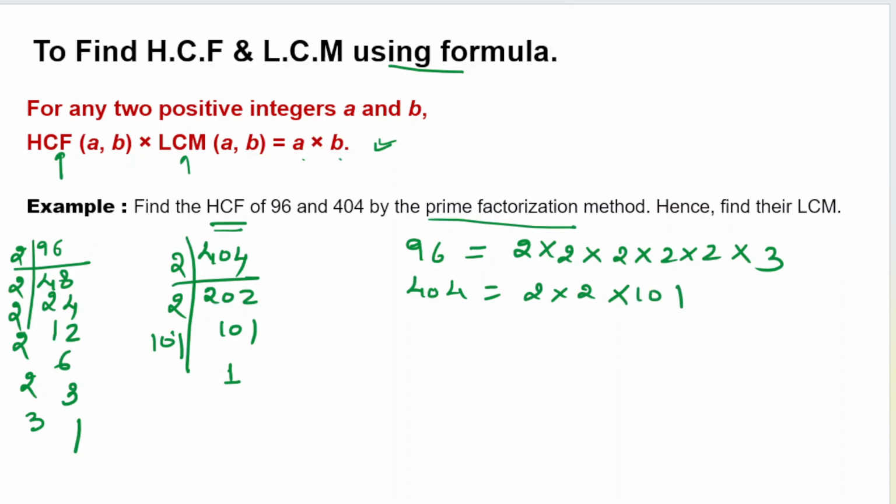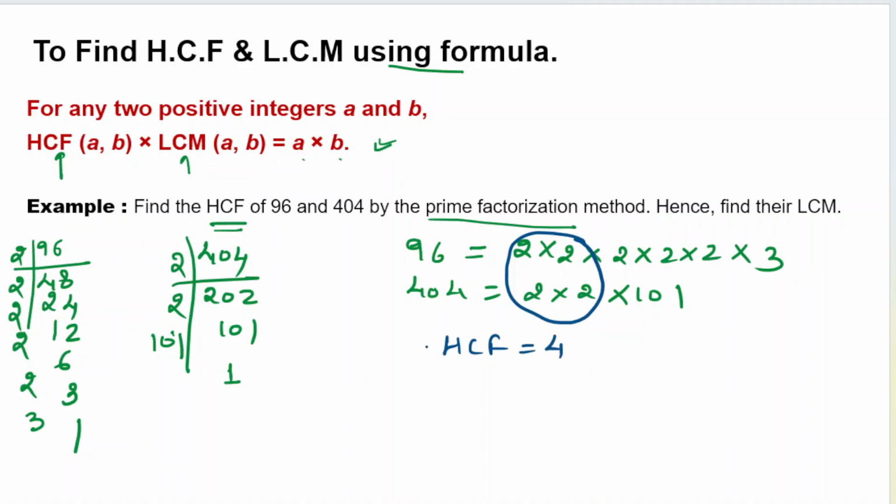Now we have to find the HCF first. So what is the HCF? HCF is 2 to the power 2, because this is the least common factor involved in both. So HCF is equal to 4.